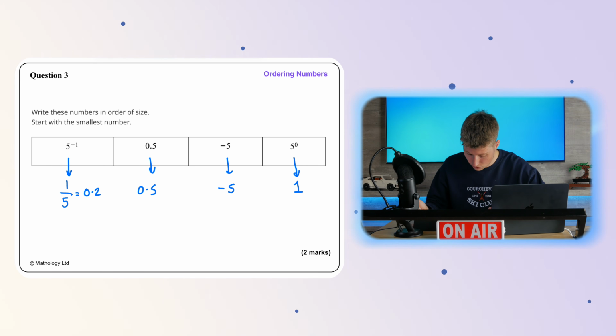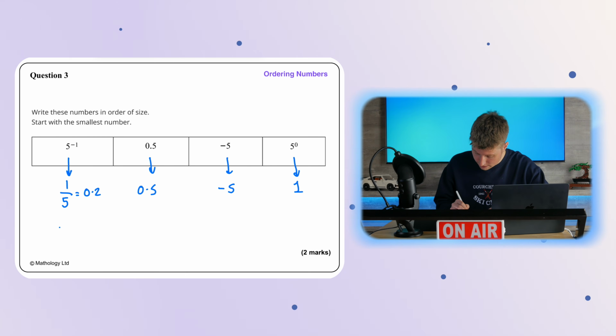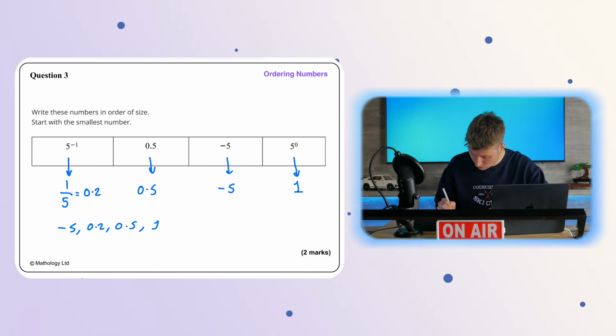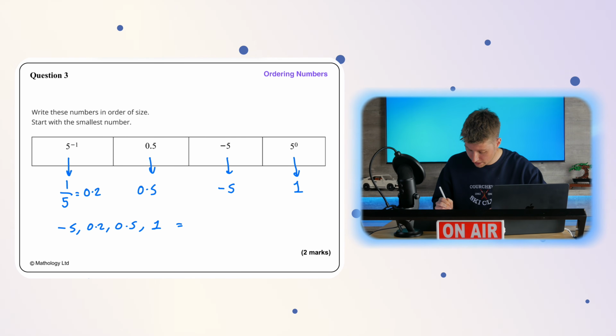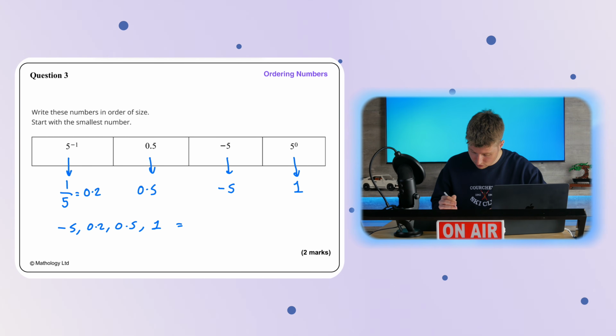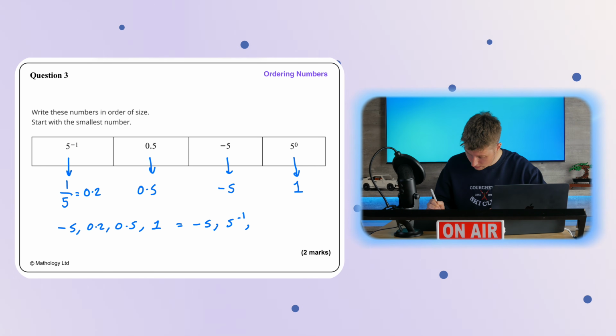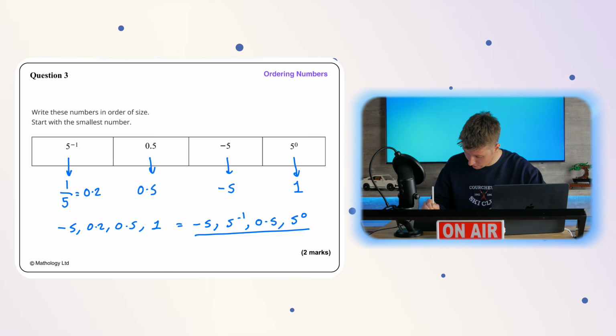So starting with the smallest number is minus 5, and then 0.2, and then 0.5, and then 1. Writing these out how they originally looked, we've got -5, and then 0.2 is 5 to the power of -1, and then 0.5 is just 0.5, and then 1 is 5 to the power of 0. So this is the final list.